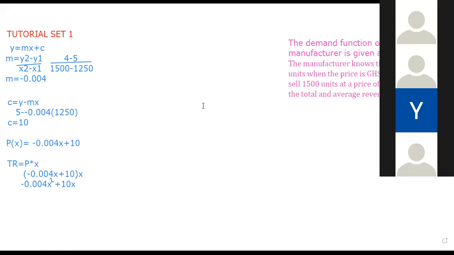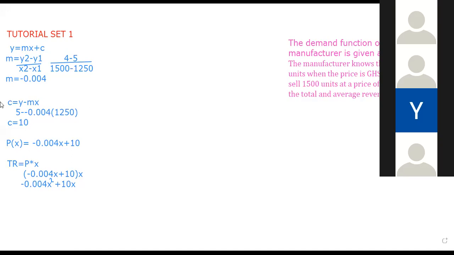So our M, we know Y2 minus Y1 over X2 minus X1. So we slot in our Y2. The Y is the price. So wherever you see price is your Y, and your X is the units. So we slot them in and we find our M. Please, do you understand up to that point? Yes, please.